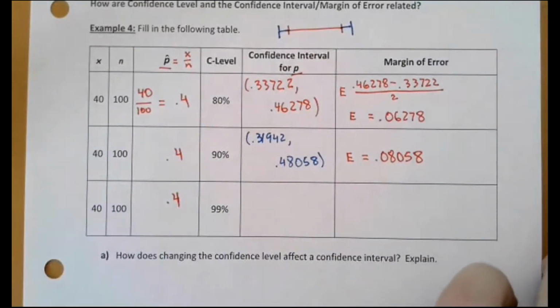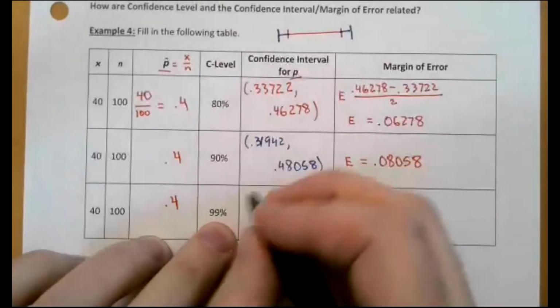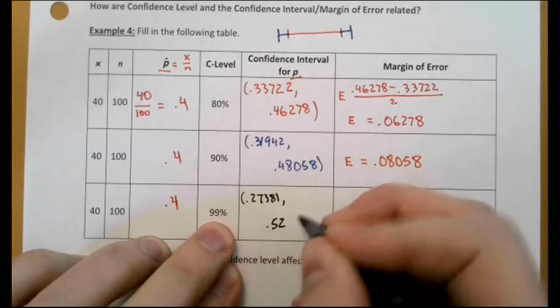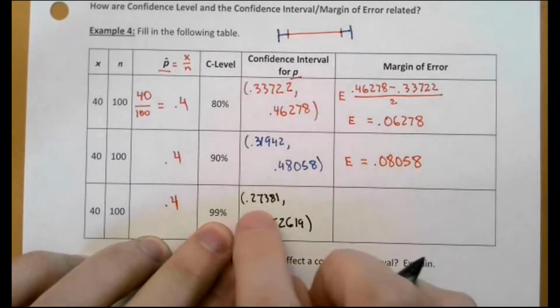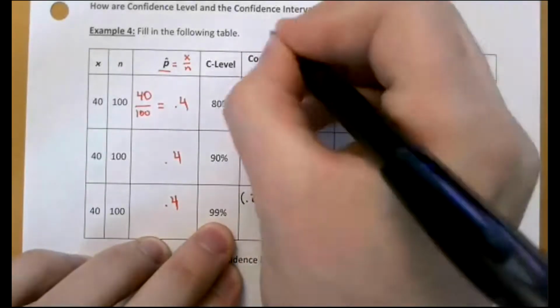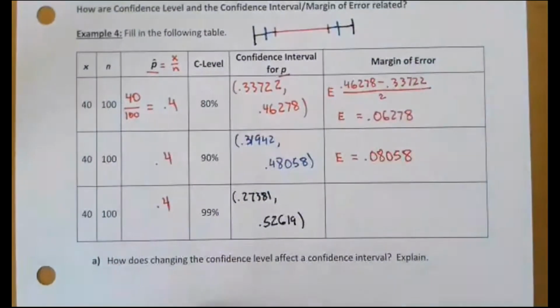Yep. Good. Okay, one more just to nail this down, that this is definitely true. It's going to end up larger, and then I'll talk about the logic of it. The last one is 0.27381, comma 0.52619. A smaller lower limit than the previous two, a larger upper limit than the previous two. So we've had to increase the width even more. And you can see that happening here in the margin of error.